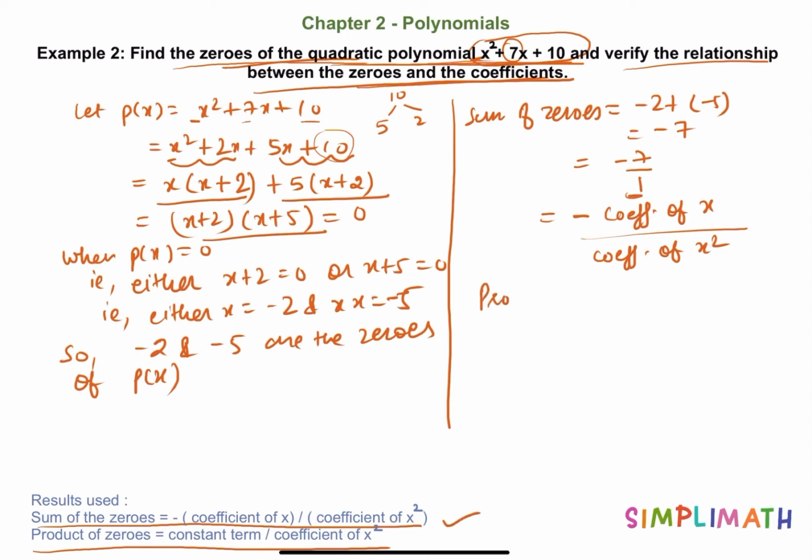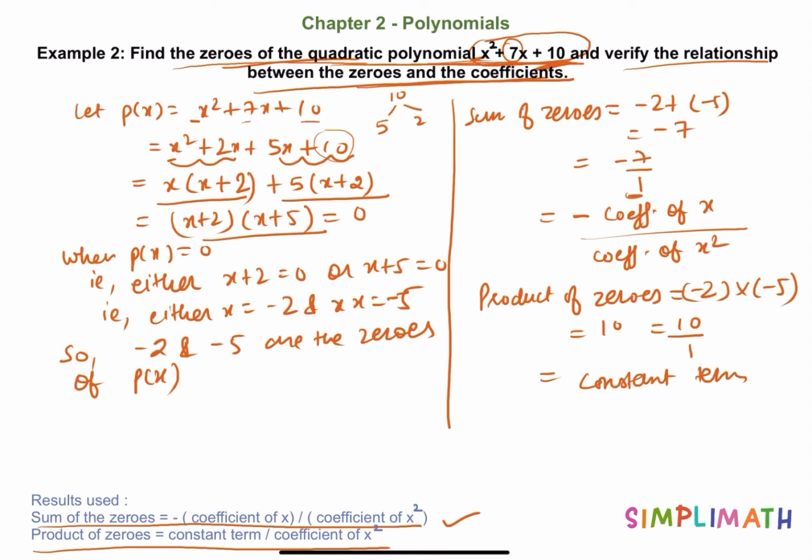Now let us come to the product of the zeros. Product of the zeros is minus 2 into minus 5. So this can be written as 10. I can write this as 10 by 1. So what is 10 here? 10 is the constant term. And what is 1? 1 is the coefficient of x square. So again I have verified the second relationship. So hence this is how you are going to prove such questions.